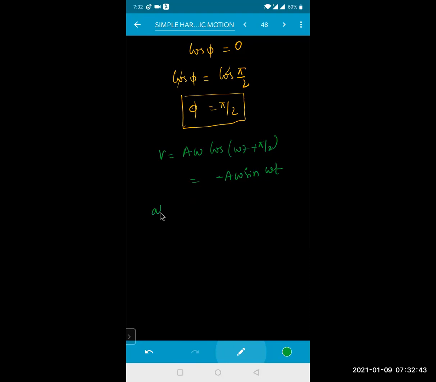Now in the same way, at t equals 0, can you tell me what the position of the particle will be? The position of the particle is x equals A into sine of omega t plus pi by 2. The t value is 0, so this becomes A into sine pi by 2. Sine 90 is nothing but 1. So x will be A. So x will be plus A and velocity will be minus A omega into sine of omega t plus phi.